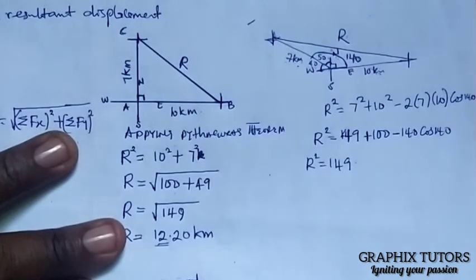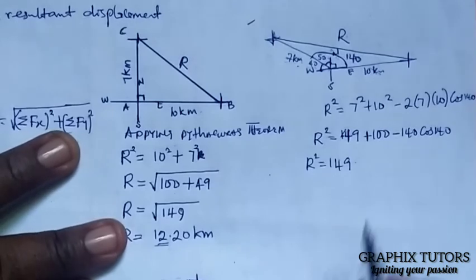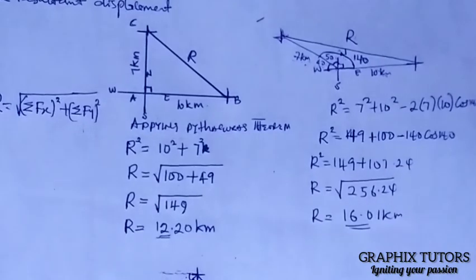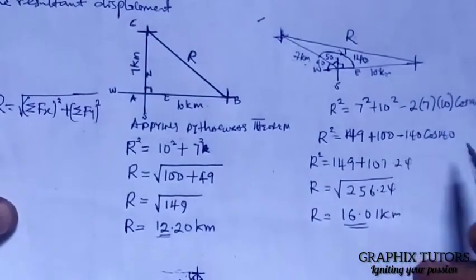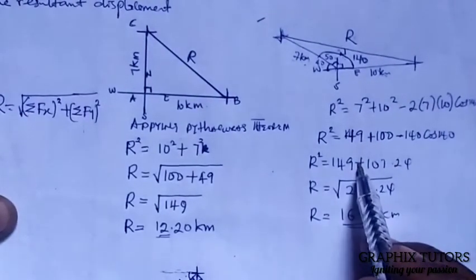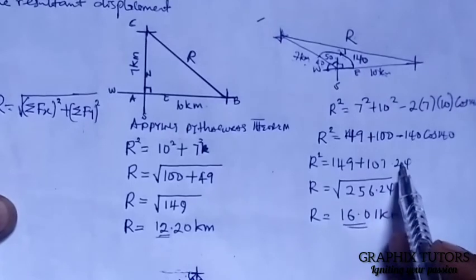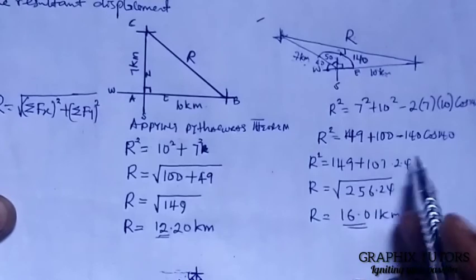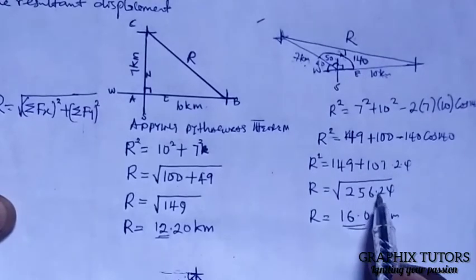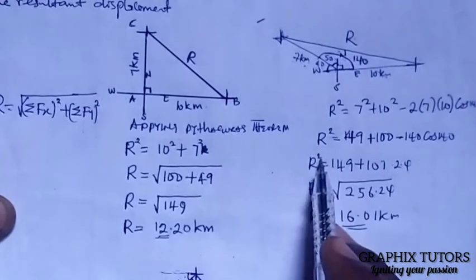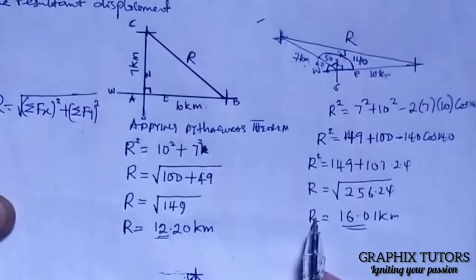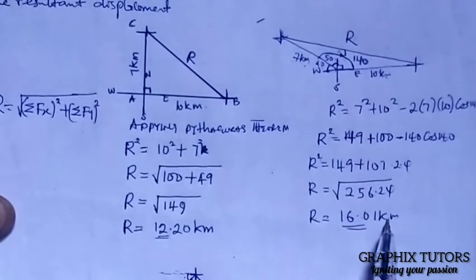we have negative 107.24. So the negative is going to affect this. They become a positive, right? So 107.24, which is the result of 140 cos 140, you add it with the 149, you get 256.24. You look for the square root, because when the square is coming here, it becomes a square root. Then our resultant displacement will be 16.01 kilometer.